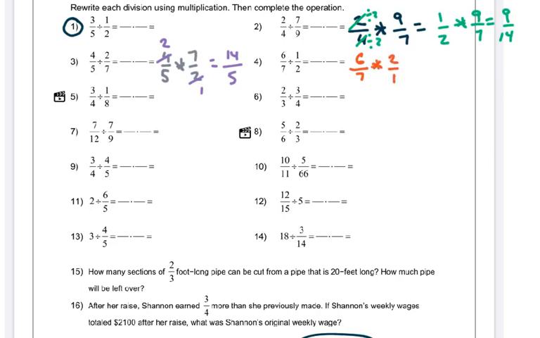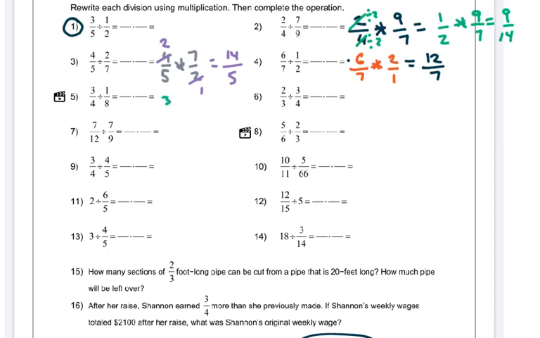Be careful. A lot of students try to cancel the 6 with the 2, but you can only divide things through if you're comparing the numerator with denominator. In this case, we can't. So 6 times 2 is 12, 7 times 1 is 7, and there's our answer.